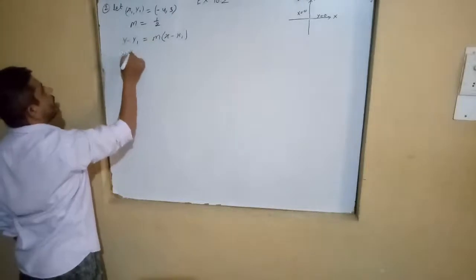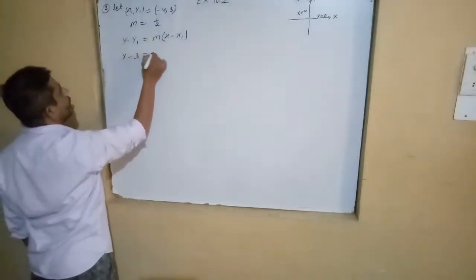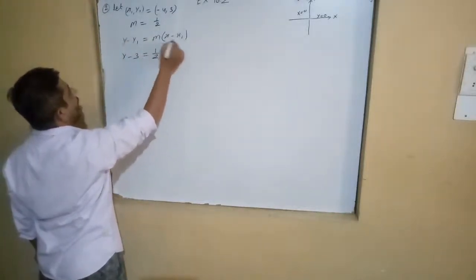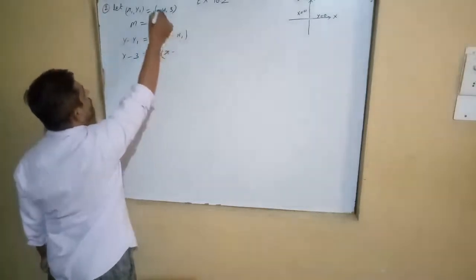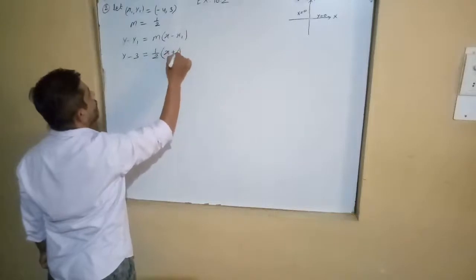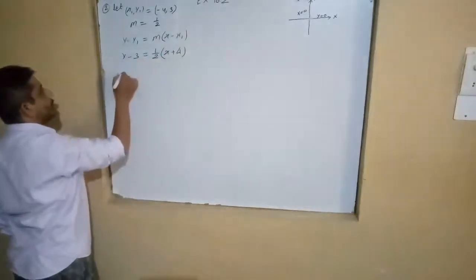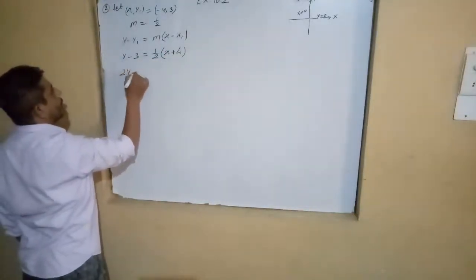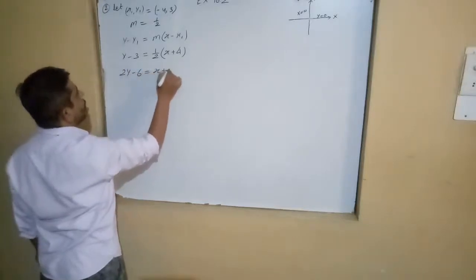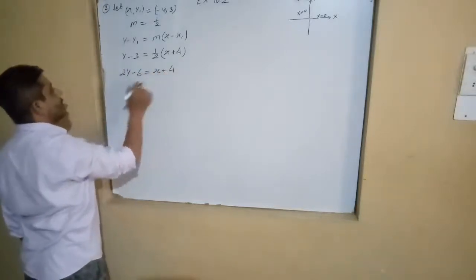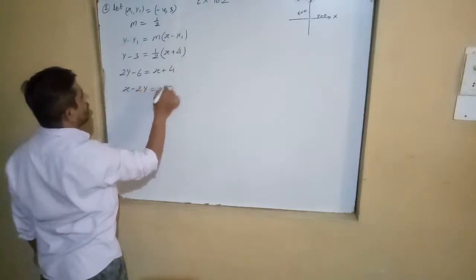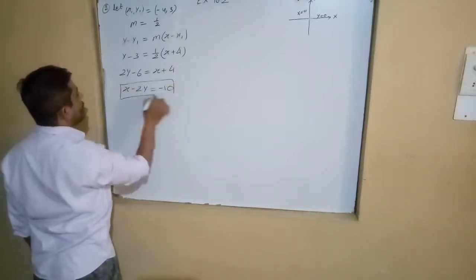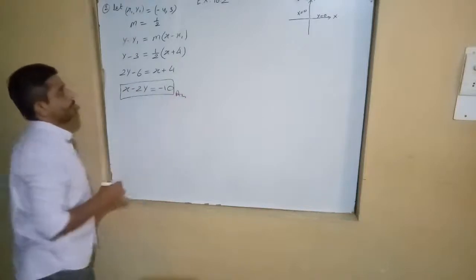So y minus y1, which is 3, is equal to m, which is 1 by 2, times x minus x1. What is x1? x1 is equal to minus 4, so it becomes minus minus, plus 4. Now transpose the 2 to that side, so it becomes 2y minus 6 is equal to x plus 4. By transposing we will get x minus 2y is equal to minus 10. This is the equation of the required line.